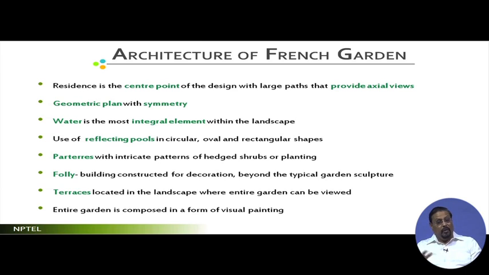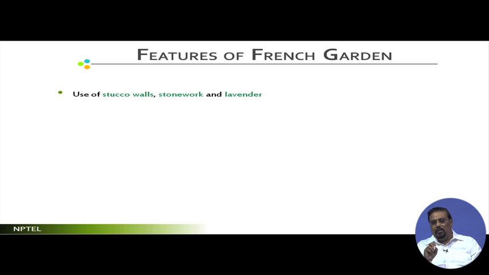Of course, everything is made with natural elements, but the idea is it could have been done in a different manner. However, this is one system by which we have been blessed with another style of the garden. The features. From here, I'll go a little slow so that you get time to see different objects, different pictures and different points. Use of stucco wall was introduced during this time.